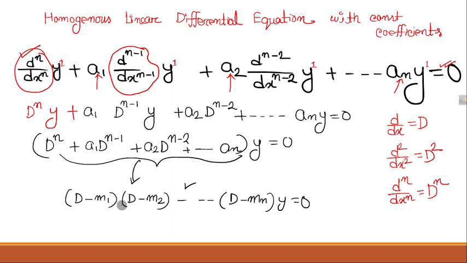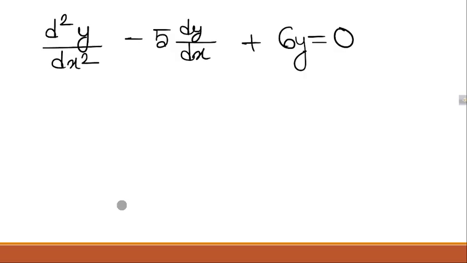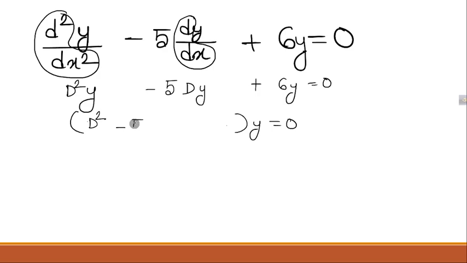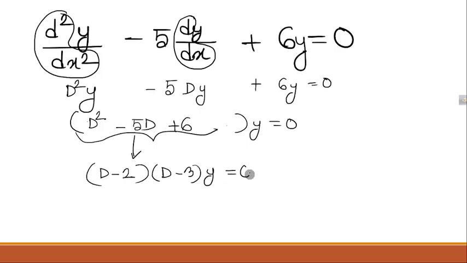So now let's go to our question. Let's solve this equation. I will write this term as D, and then I will write this term as D square, and this is 6y, and then I will write y outside the bracket, and inside the bracket I will write D square minus 5D plus 6. Okay, so you can convert this equation into (D minus 2)(D minus 3) y is equal to 0.